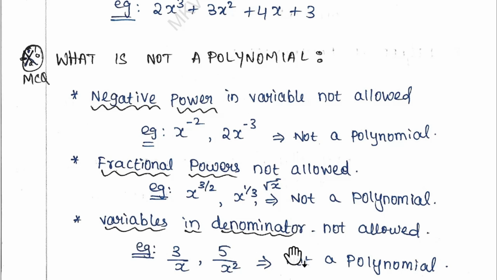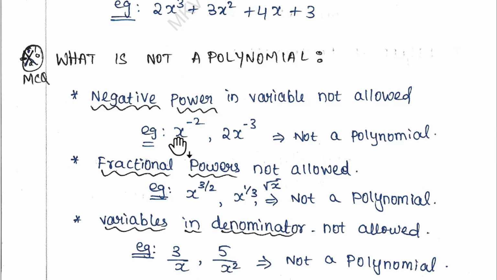So third one, variables in a denominator. Can we have variables in a denominator? Here 3 by x, 5 by x square, it is not a polynomial. So variable should not be in the denominator. Only the constant must be in the denominator. Variable should be in the numerator. Here variables are in the denominator, so it is not a polynomial.